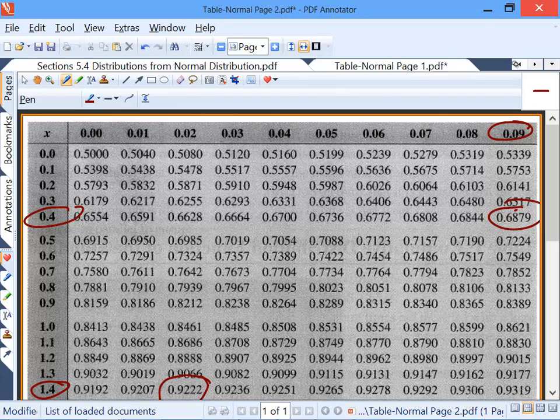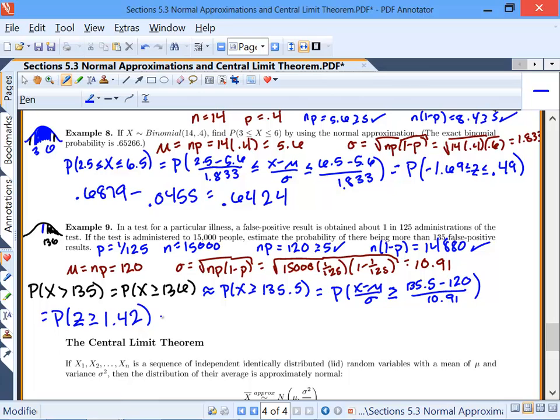So what do I need to do to get the area to the right? Use the complement rule of 1 minus. So 1 minus 0.9222 gives me 0.0778. Okay. So much faster than finding all the probabilities greater than 135.